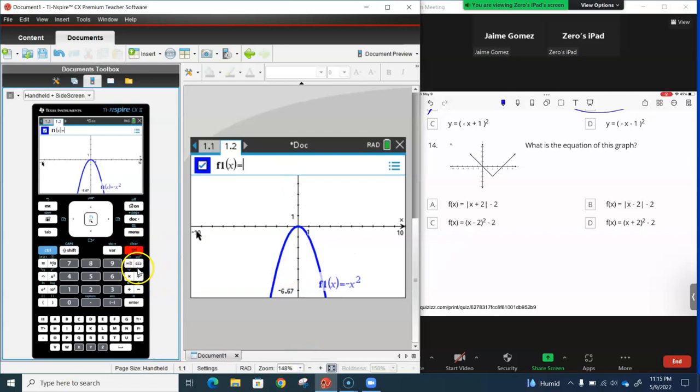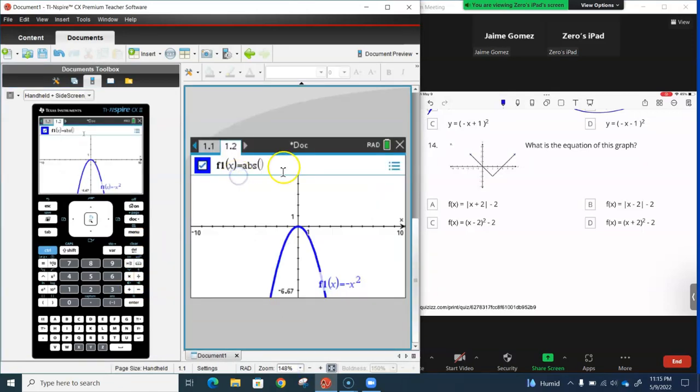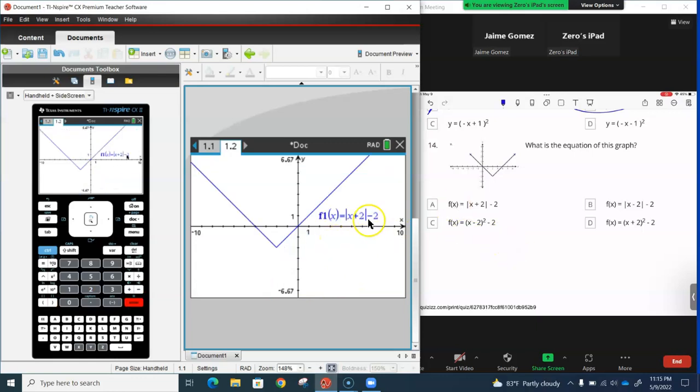So again, I'm gonna click on that book, and I want abs, ABS, abs. That makes it little lines. So x plus 2, close it, and then minus 2. Oh no, this one's over here in the corner. In the fourth quadrant, this is in the third quadrant, so that doesn't work. So tab up. So A is wrong.